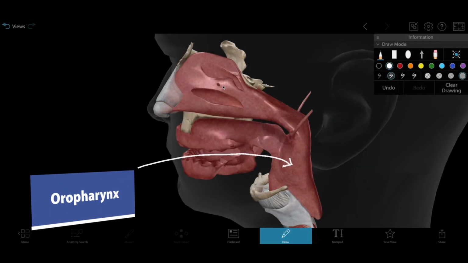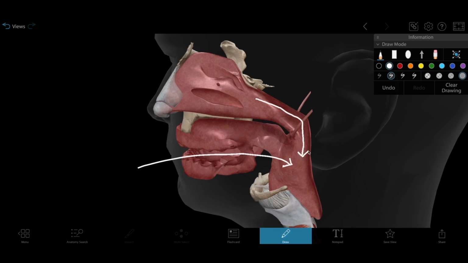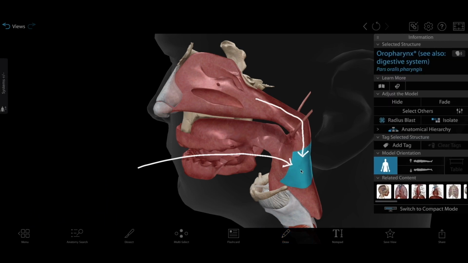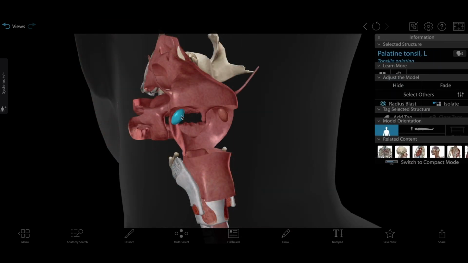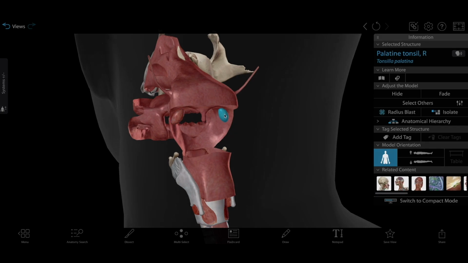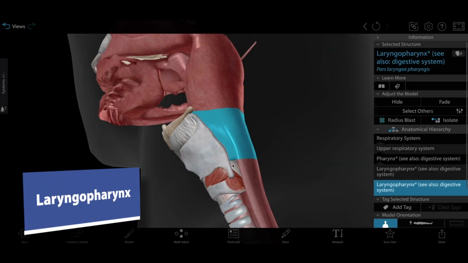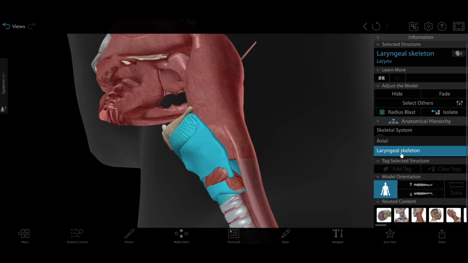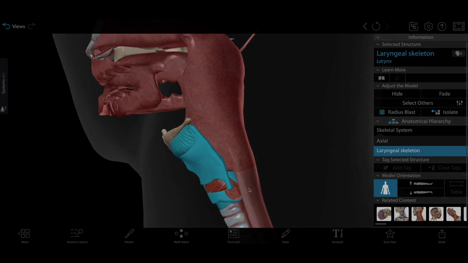Air inhaled through the mouth, or oral cavity, as well as air from the nasopharynx, next passes into the oropharynx. The oropharynx is also part of the alimentary canal of the digestive system and contains the palatine tonsils, which are part of the lymphatic system. Next comes the laryngopharynx, which is also part of both the respiratory system and digestive system. It connects the larynx and the esophagus.